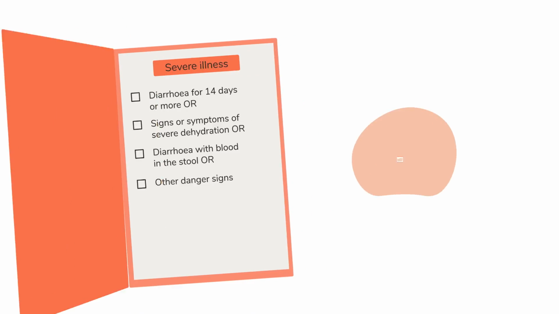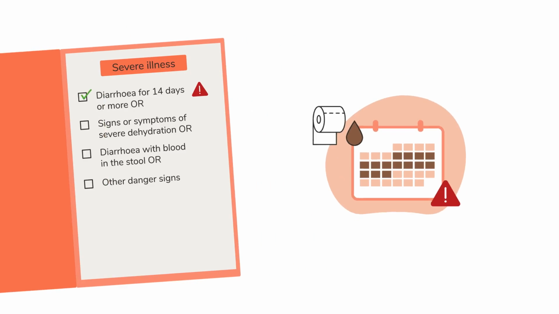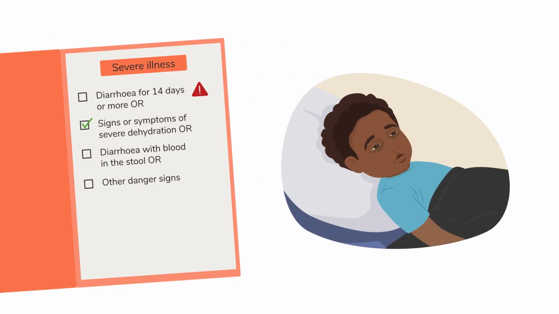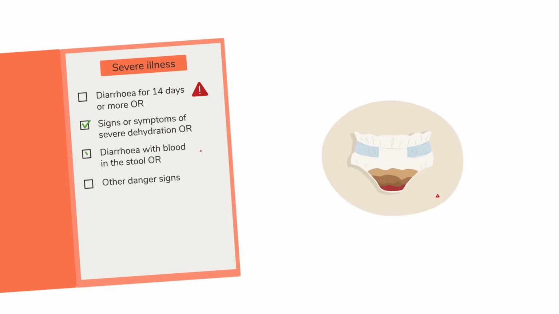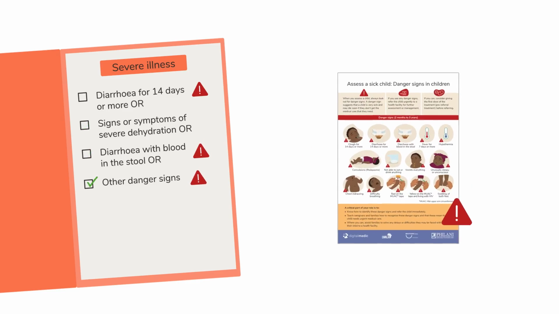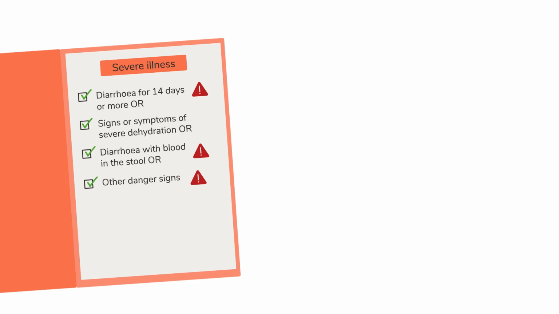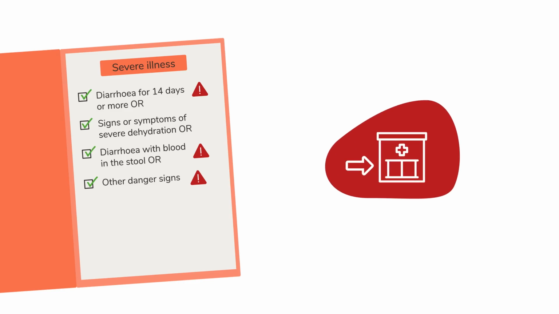Now, let's discuss what indicates a severe illness. Diarrhea that continues for 14 days or more. Diarrhea with signs and symptoms of severe dehydration. Diarrhea with blood in the stool, or with any other danger sign, indicates a severe illness. In all these situations, you need to refer the child urgently to a health facility.